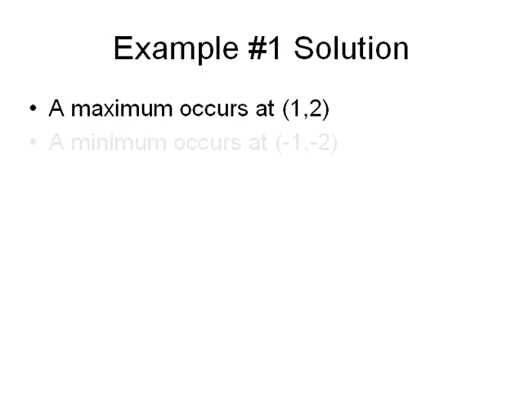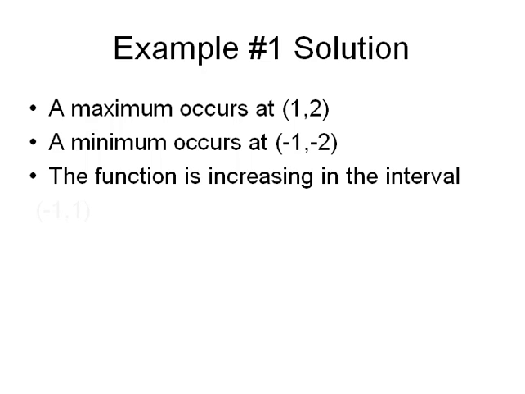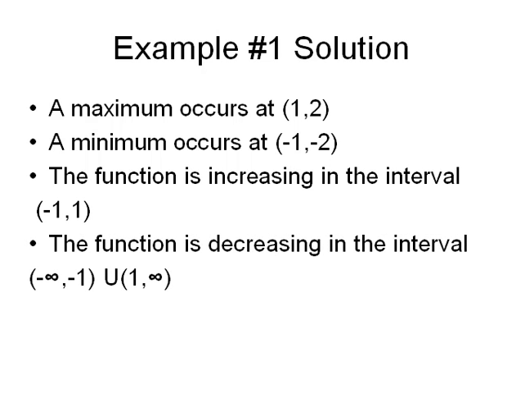Example 1 solution. A maximum occurs at the point 1, 2. A minimum occurs at the point negative 1, negative 2. The function is increasing in the interval negative 1 to 1. The function is decreasing in the interval negative infinity to negative 1, union 1 to infinity. This can all be verified by examining the graph below.